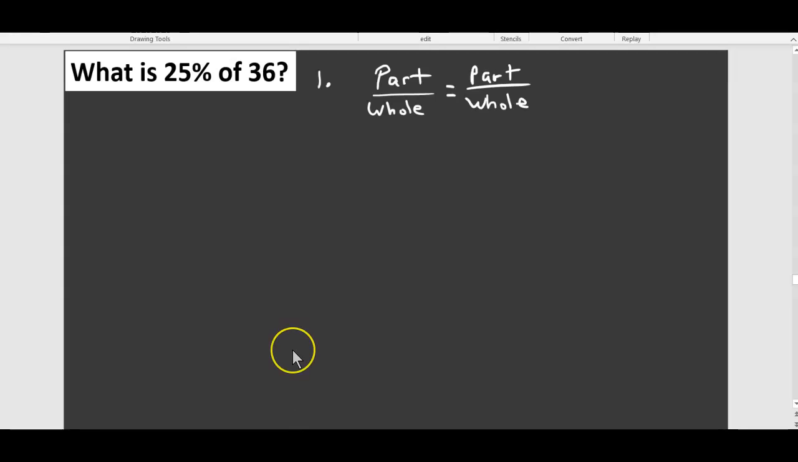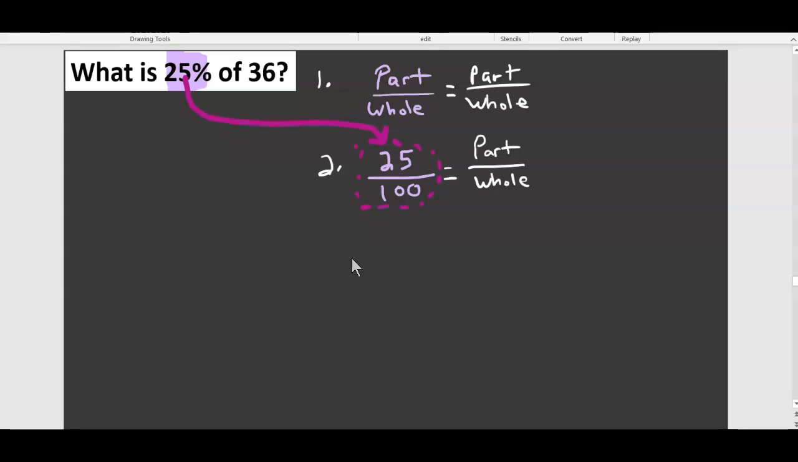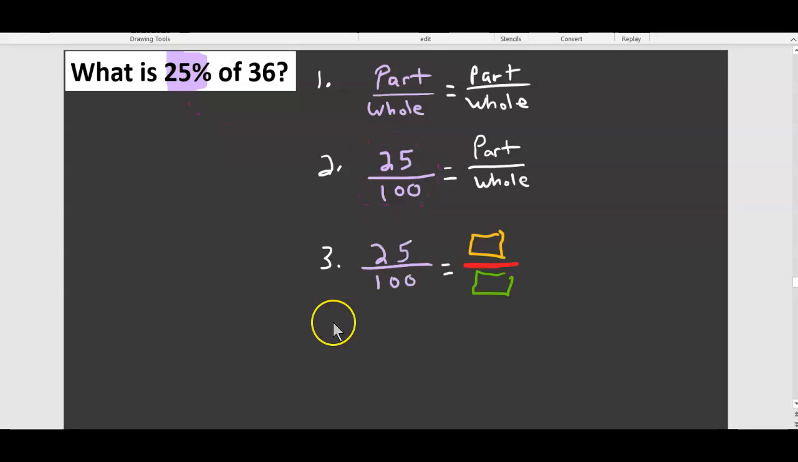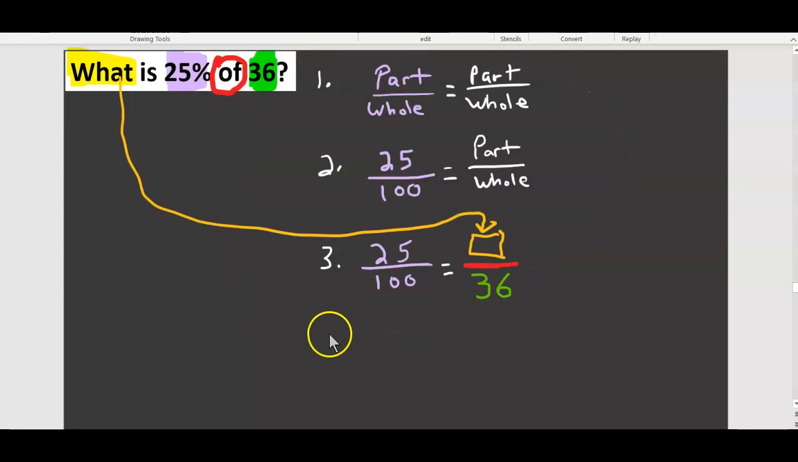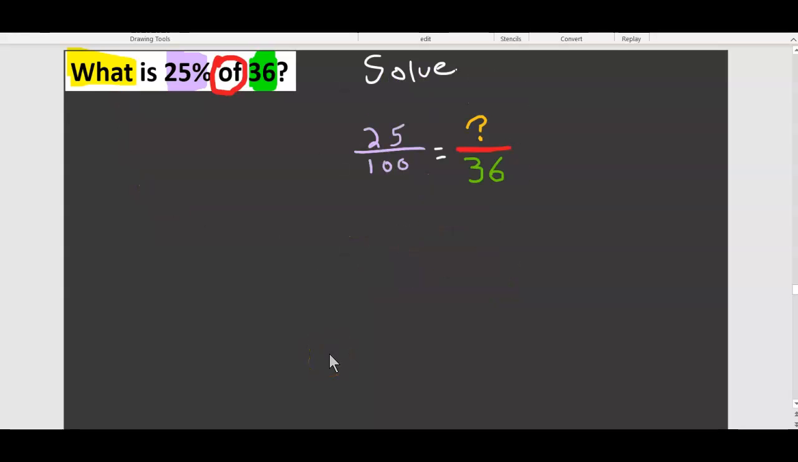25% of 36. Okay, part over whole. So I think this is a recap of what we've done so far. Of, 36 on bottom. Just kidding. Oh, so that's how you set it up, and then this is how you solve.